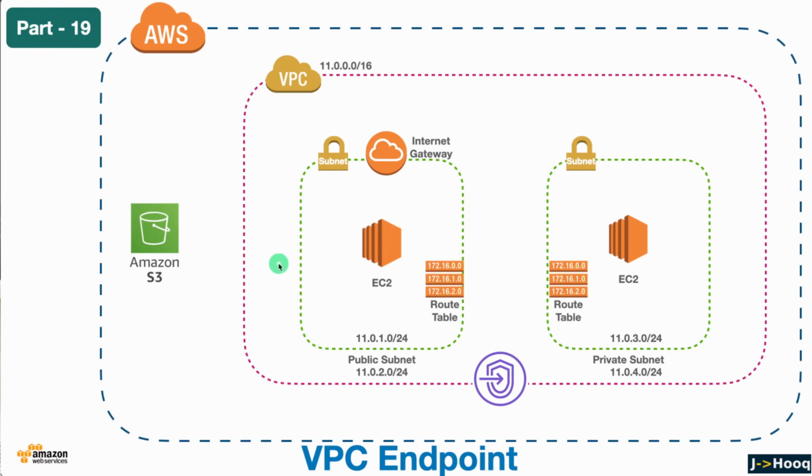So here on this diagram, you can see this is our AWS boundary where all the resources are present. Within the AWS boundary, we have a VPC, which is our virtual private cloud. And in this VPC, we have subnets. One is the public subnet and one is our private subnet.